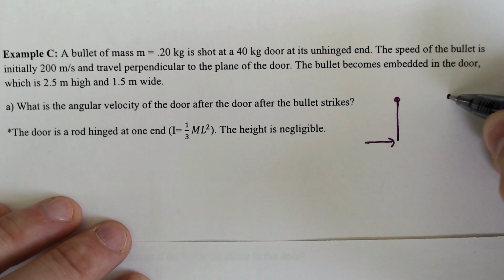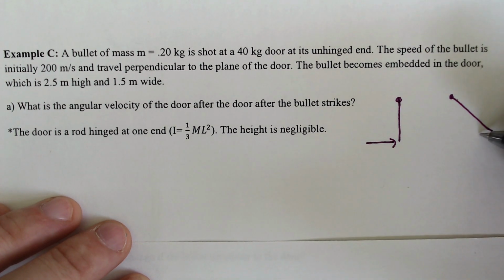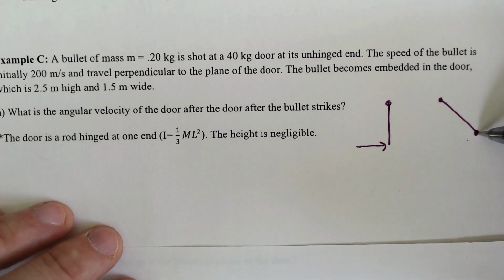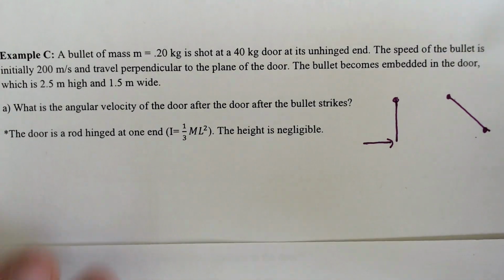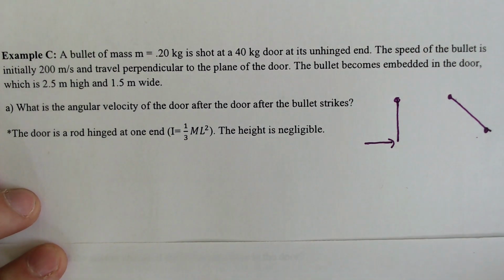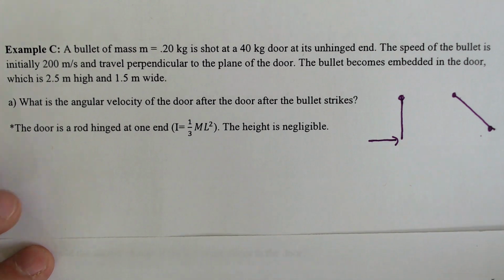After it hits the door, it's going to be hinged over here. That door is going to swing a little bit, assuming the bullet gets wedged into the door as well. So this actually incorporates two things. You have the weight of the door and the weight of the bullet, both of which are going to have their own angular momentums before and after. But according to the conservation of angular momentum, they must be the same afterwards.